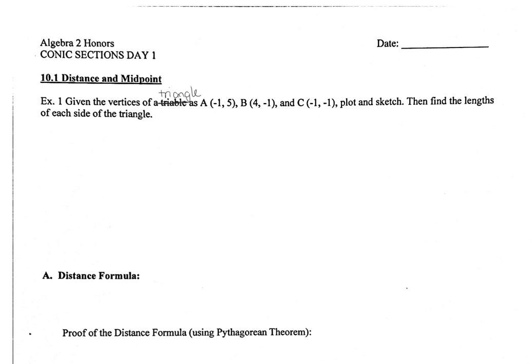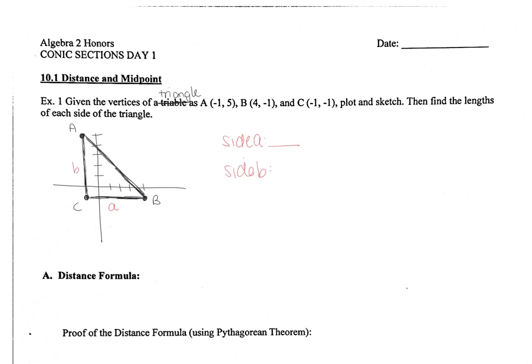with capital letters. Then the side lengths across from those vertices are actually the lowercase letters. So if I go and label those, this one across from angle A would be little a, or side A, which we'll calculate. Across from angle B would be lowercase b, or side B. And across from C would be little c, or side C.